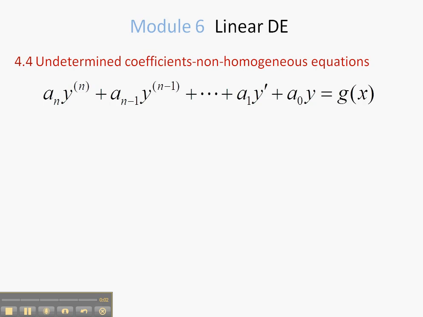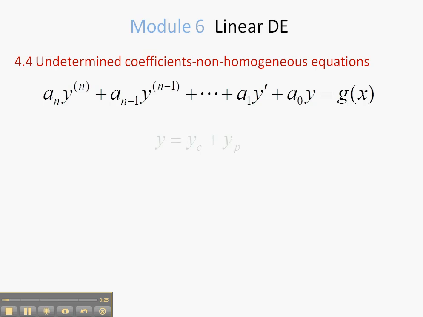We continue here with the introduction of Module 6, and now we turn to Section 4.4, in which we're going to learn how to solve linear differential equations with constant coefficients, but now where they're not homogeneous. There's some function that appears to the right of the equal sign, or that appears without being multiplied times y, or one of its derivatives.